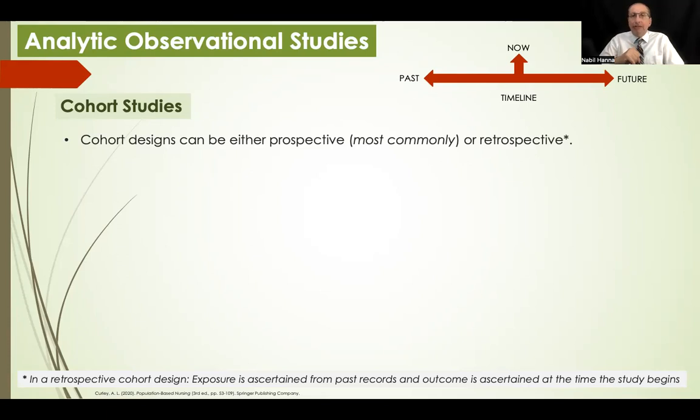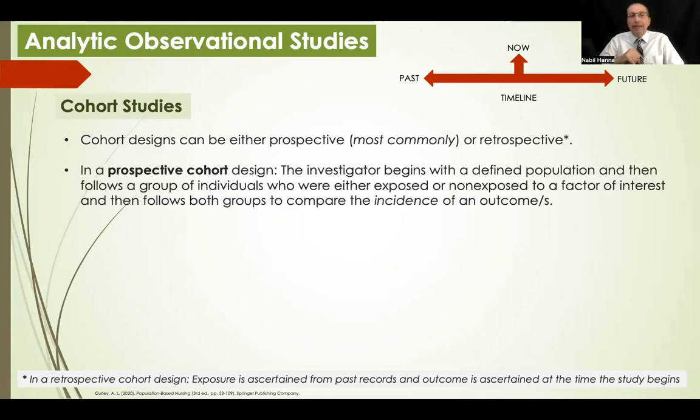But the classic standard prospective cohort study, the investigator begins with a defined population. And then, so you have a defined population, I'm starting with it right now, and you divide this population into 2 groups, and you follow a group of individuals who were either exposed or non-exposed to a factor of interest. So you have one group who will be exposed to a factor of interest, risk factor, and another group who will not be exposed to this factor of interest. And then you follow both groups to compare the incidence of an outcome.